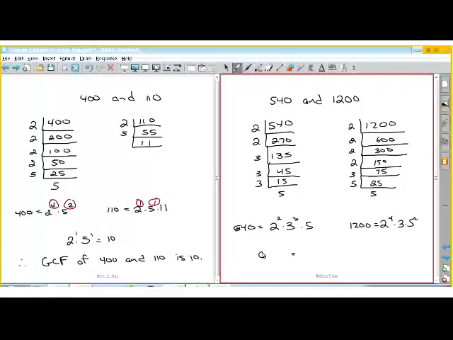So the greatest common factor, you take each number that's common in the factorizations. So 2 is a common prime, 3 is a common prime, and 5 is a common prime. And then you look at the minimum of the exponents. This is to the second power, this is the fourth power, so we use the smaller of the two. This is cubed, this is the first power, so we do the first power. And here we have the first power and squared, so we do the first power. So that's 4 times 3 times 5, which is 60. So the greatest common factor of 540 and 1200 is 60.